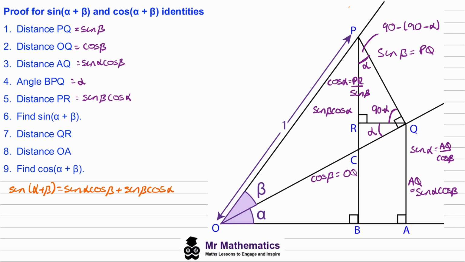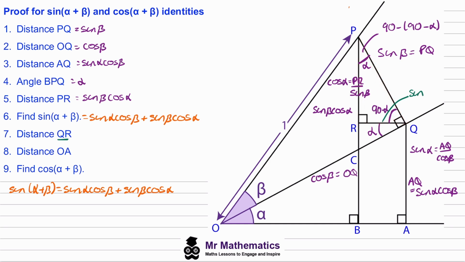The opposite length divided by 1, and this is the sine of alpha plus beta. Now we'll try and find the cos of alpha plus beta. The distance Q to R is this length, which is the opposite side of this right angle triangle.